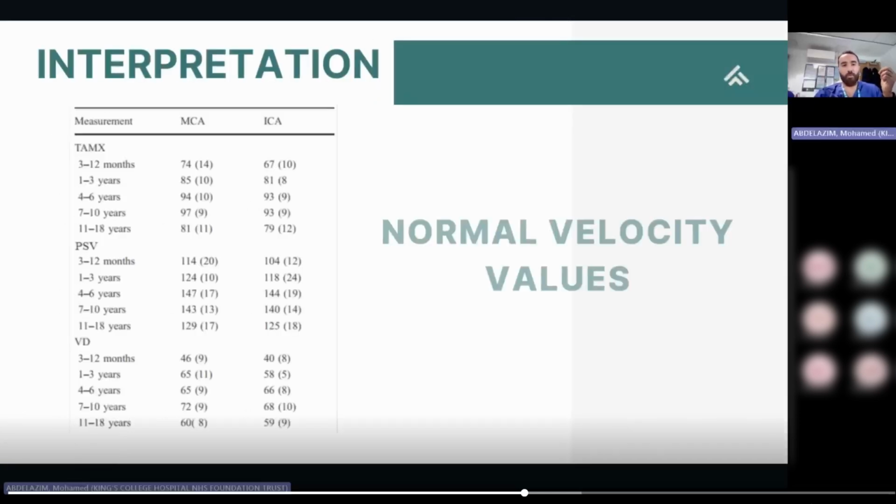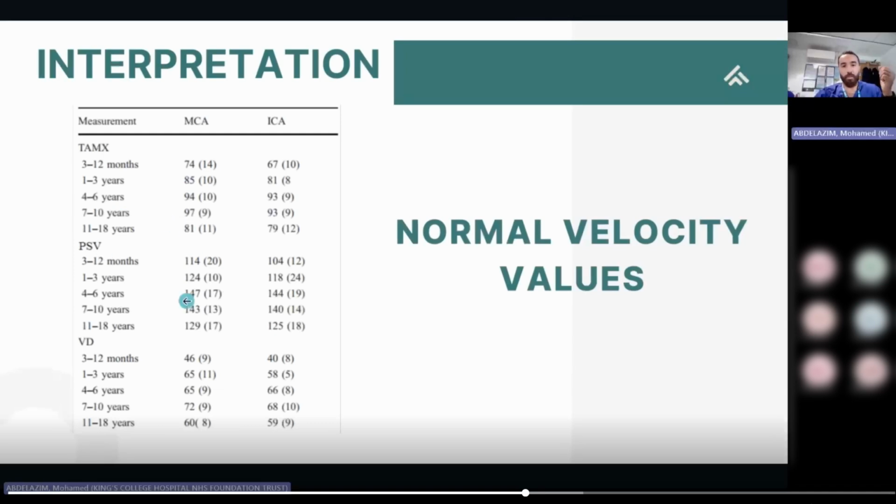Right, those are some of the normal velocity values for the MCA and internal carotid arteries across different ages, as you can see. So you could have a look. Here's the Tmax or velocity max, and then here's the peak systolic velocity and the diastolic velocities.